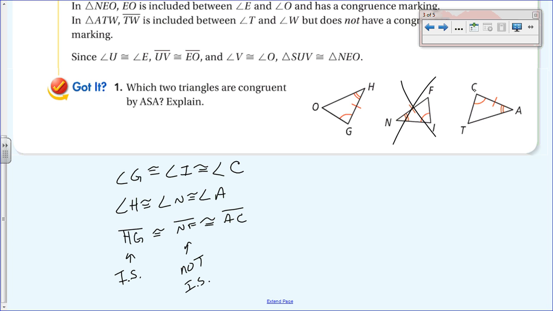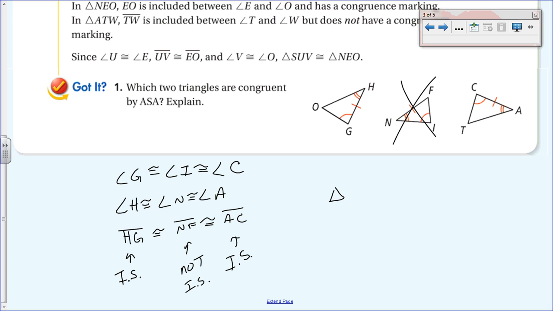All right, so if you look, you have angle A and angle C, and you have side CA. It touches the vertex of each angle. So yes, this is the included side. All right, that is the included side.